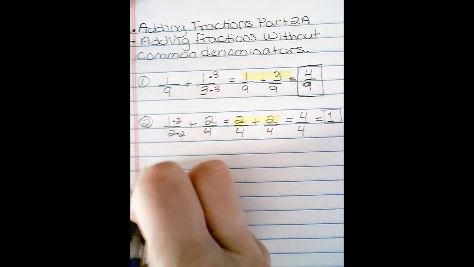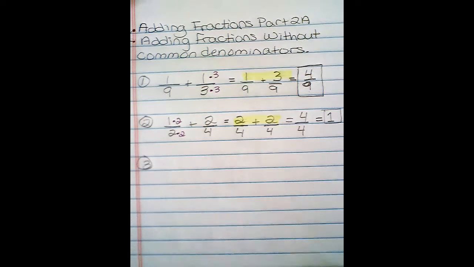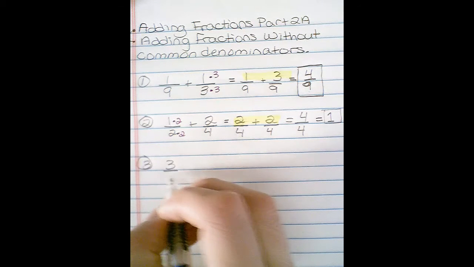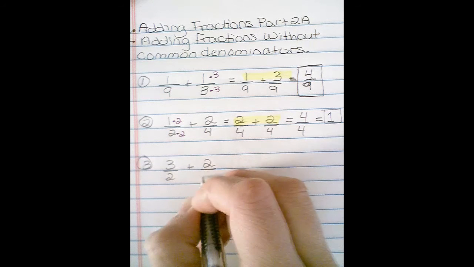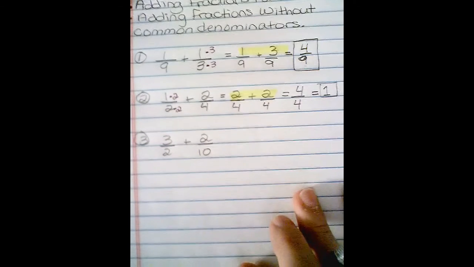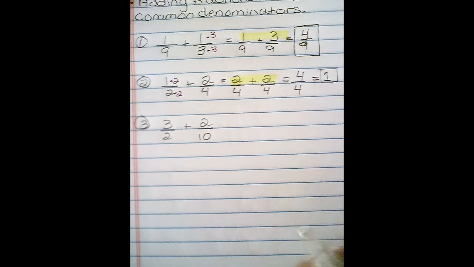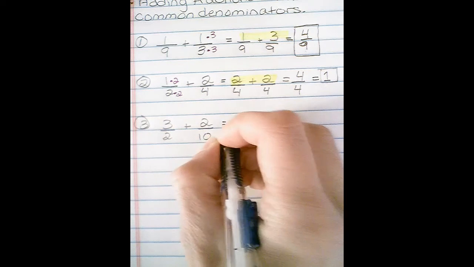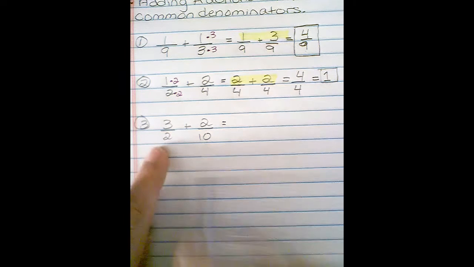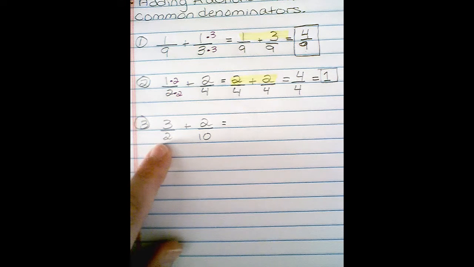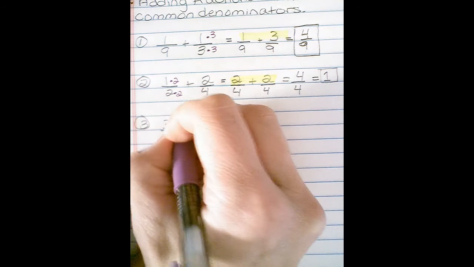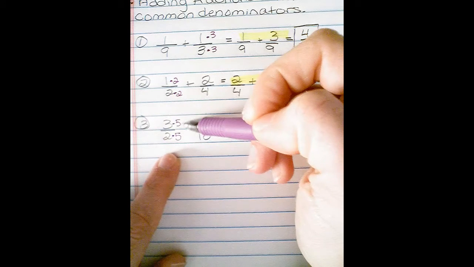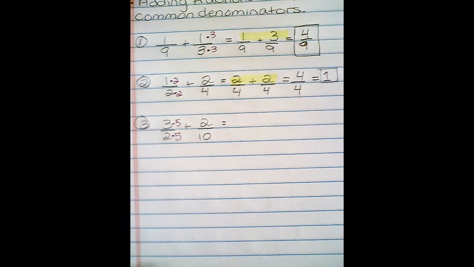Alright, number 3. Okay, our next problem is 3 halves plus 2 tenths. Alrighty, so 3 halves and 2 tenths. As I'm sure, just like the other problems you've already noticed, we do not have common denominators. So I know that 2 times 5 can get me to 10. What I do to the denominator, I also do to the numerator. Okay, I multiply numerator and denominator by the same number.